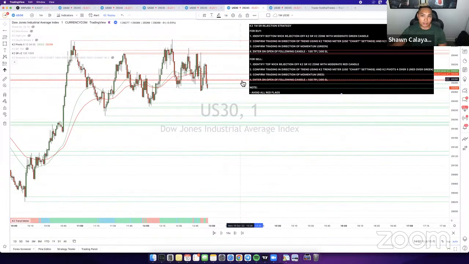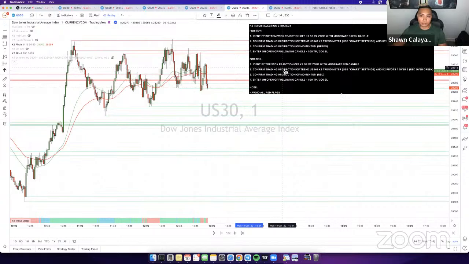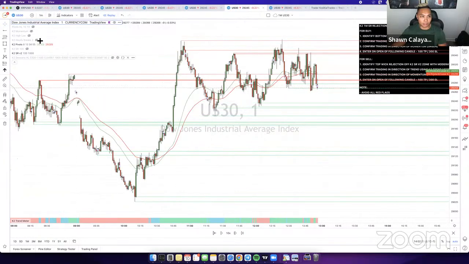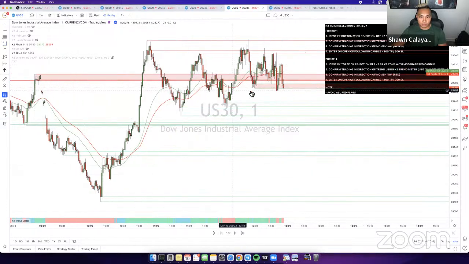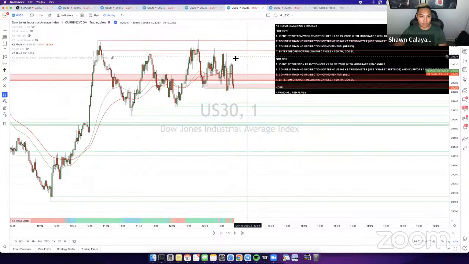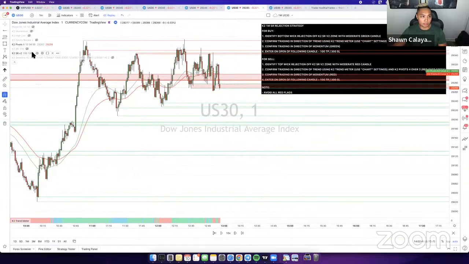First requirement, you want to identify a top wick rejection off the K2 SR zone with a moderate red candle. So I'm going to identify where this candle is wicking off, which would be a couple areas. There's one zone right here, another zone right here, and another zone right here. Just for demonstrational purposes, I'm going to take off the actual indicator to clean up the chart so that you guys can see things a lot better here. I'm going to turn off the K2 SRV2. I've already identified the zones here, so you don't really need the indicators once you've identified them.